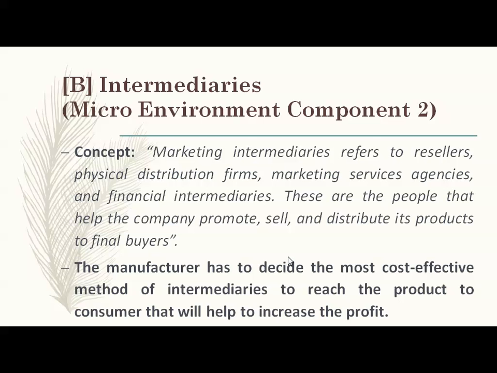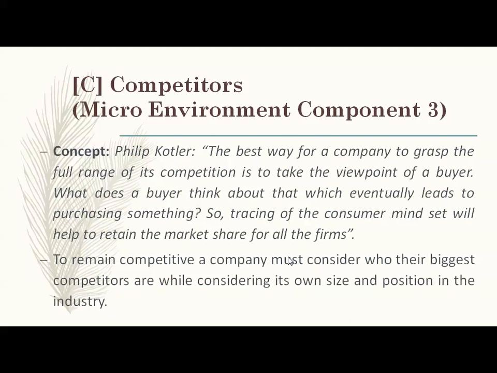Normally every producer has to appoint a number of intermediaries to assist him in promoting, selling, and distributing the various goods and services to ultimate customers. These intermediaries can be your wholesalers, retailers, carry forward agents, distributing market agencies, financial institutions and so on. The competitors are those who sell goods and services in the same market with similar description. Apart from competition on the price factor, there are other forms of competition like product differentiation, so it is necessary to build efficient systems and marketing.